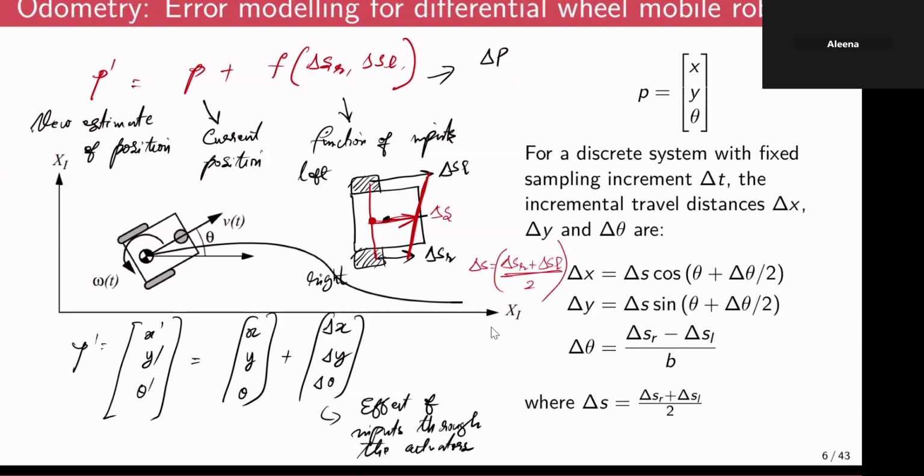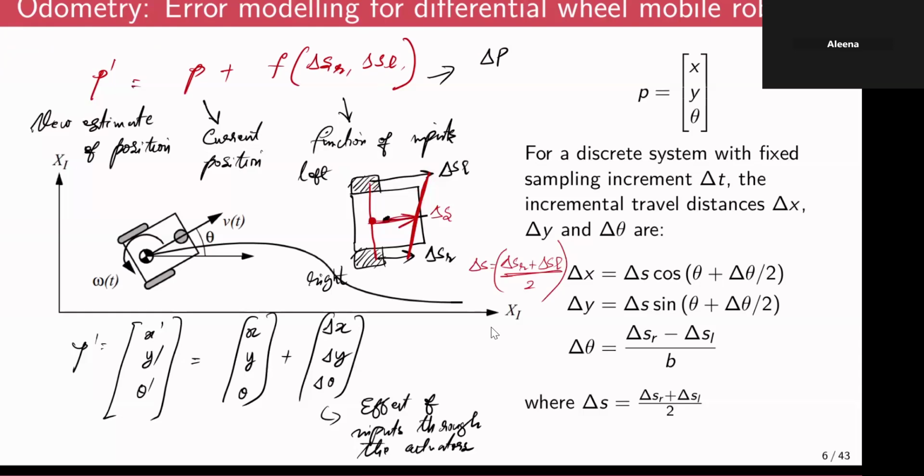So if you consider this to be a trapezium, right? The length of this larger side is delta SL, and the length of this smaller side is delta SR. The height of this trapezium is nothing but the average of the two parallel sides, which are SL and SR. So that is what we call delta S. So that is one thing, delta S.